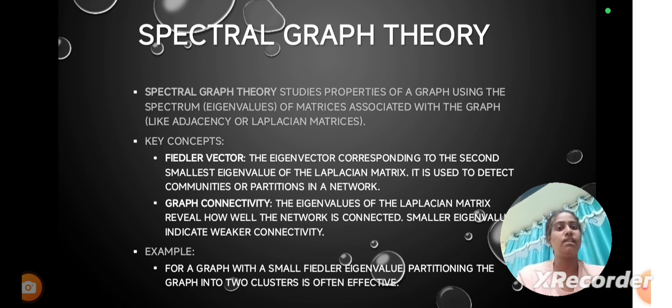Spectral graph theory. Spectral graph theory studies properties of a graph using the spectrum of matrices associated with the graph. Key concepts: Fiedler vector, the vector corresponding to the second smallest eigenvalue of the Laplacian matrix. It is used to detect communities or partitions in networks. Graph connectivity: the eigenvalues of the Laplacian matrix reveal how well the network is connected. A smaller eigenvalue indicates weaker connectivity. Example: for a graph with a small Fiedler eigenvalue, partitioning the graph into two clusters is often effective.